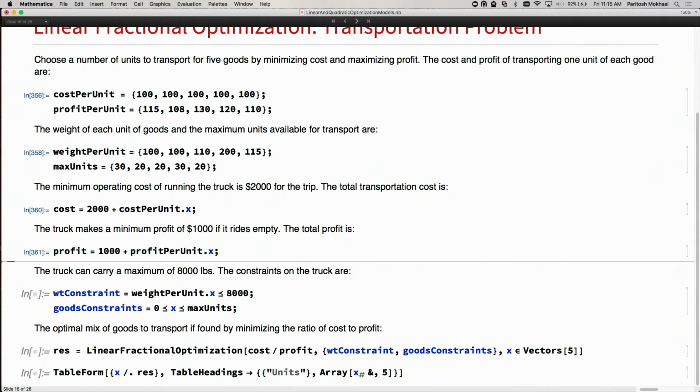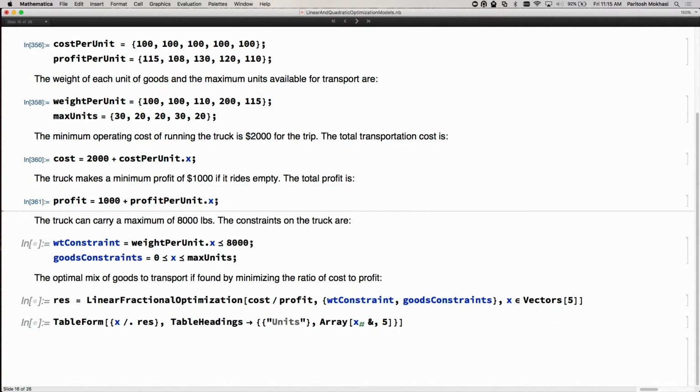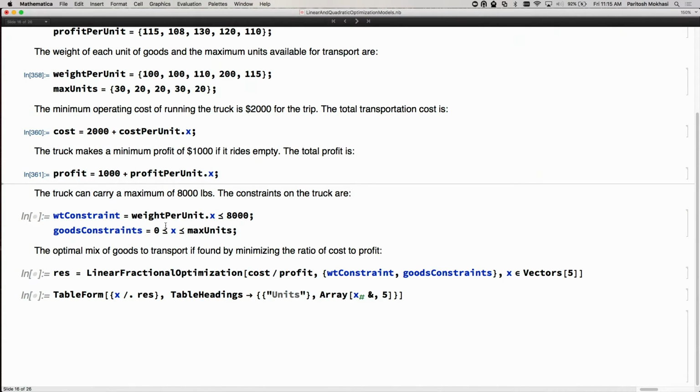And the truck makes a minimum profit. If you use the truck company, you need to pay $1,000 upfront. So even if it rides empty, it's going to make a profit of 1,000, but then additional profit is made by transporting the goods. The truck obviously has a carrying capacity of 8,000 pounds, so you can't go above that, and it can't go negative in terms of carrying the goods. So these are obvious, or rather in the literature they would be called natural constraints: the weight constraint and the goods constraint.